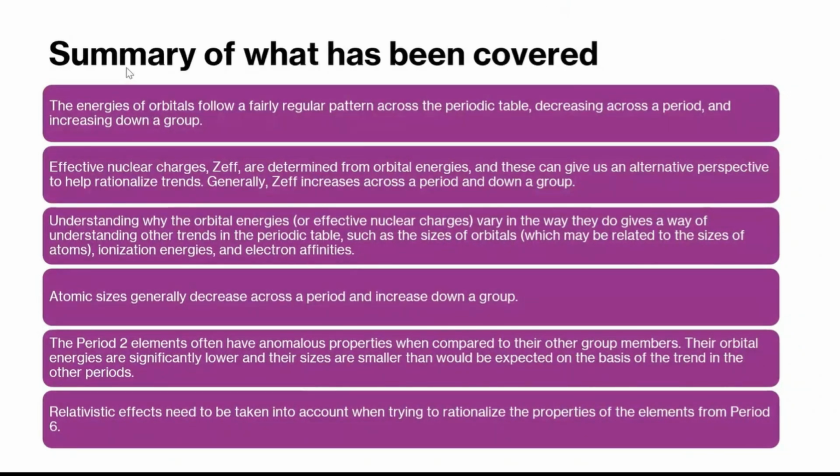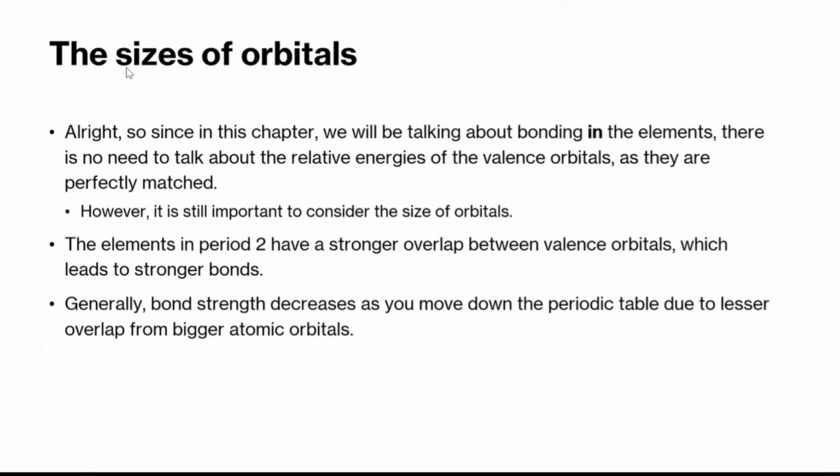Now, our main two anomalies that we've covered this entire chapter are that the period 2 elements often have different properties than expected, and especially with heavier elements, relativistic effects need to be taken into account when trying to rationalize their properties. So next we're going to talk about the sizes of orbitals.